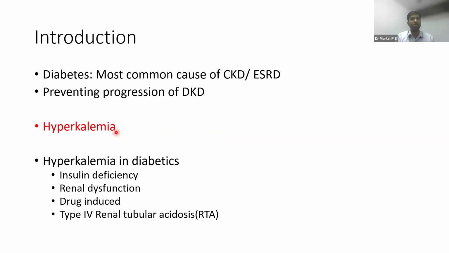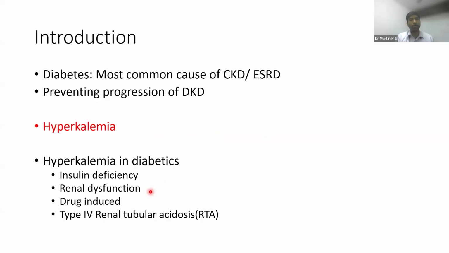So it is important that we understand hyperkalemia, especially in diabetic patients. Hyperkalemia can be due to insulin deficiency per se. A patient who is having high blood sugars and very low insulin levels, in such patients the potassium will not go into the cell, and that itself can trigger hyperkalemia. And also, most of these patients might be having chronic kidney disease, which can contribute to hyperkalemia.